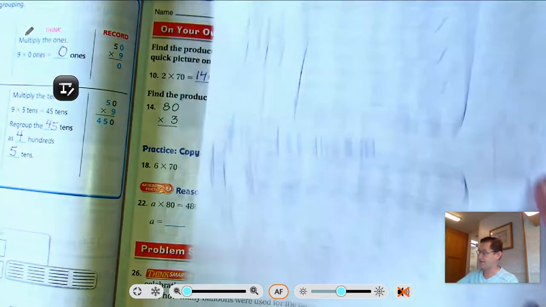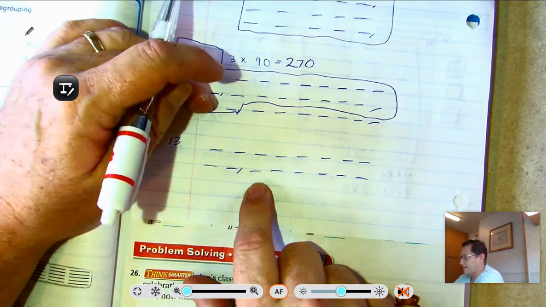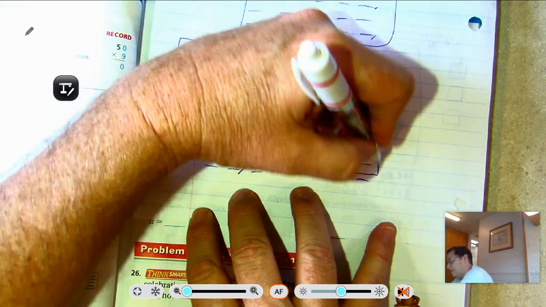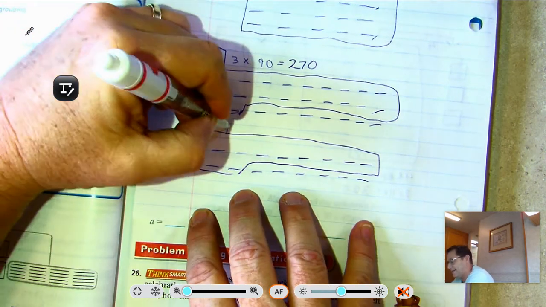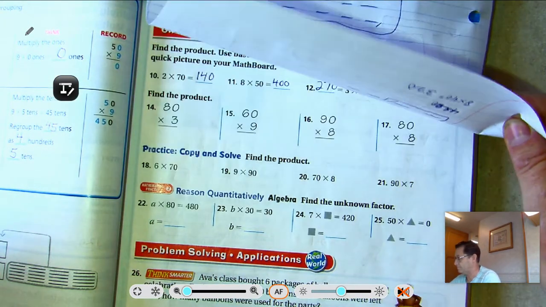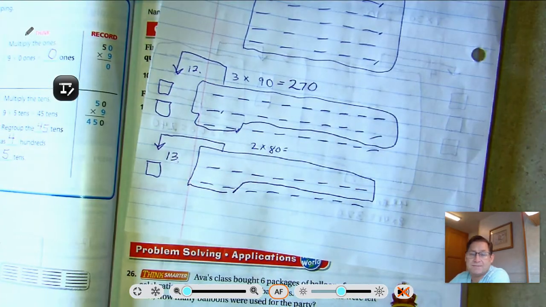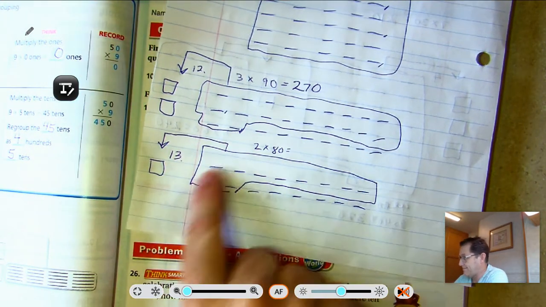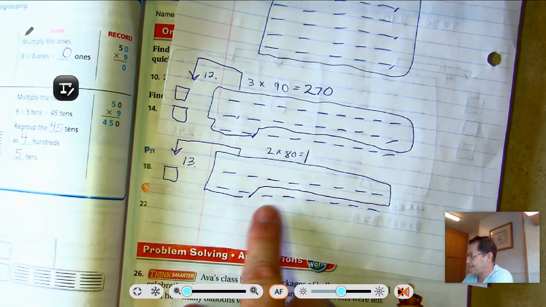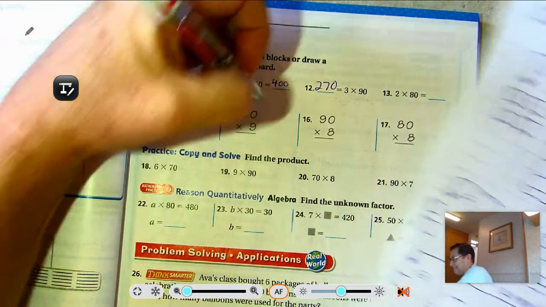All right, so we have 2 times 8. So here's 8, 9, 10. And there's not going to be enough here to make another set of 10. So I'm just going to trade one set of tens for 100. So 2 times 80. I traded 10 of the tens for 100. So 10 of 110, 20, 30, 40, 50, 60. 160.